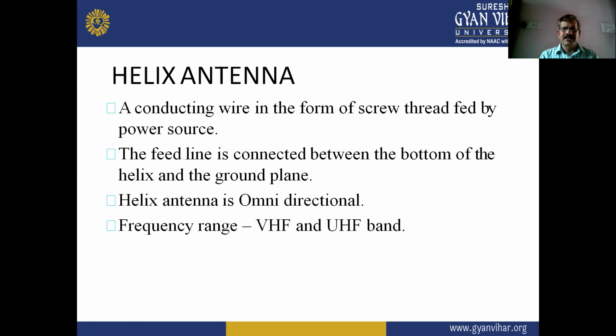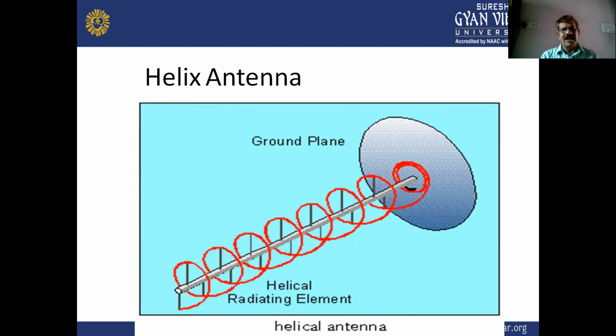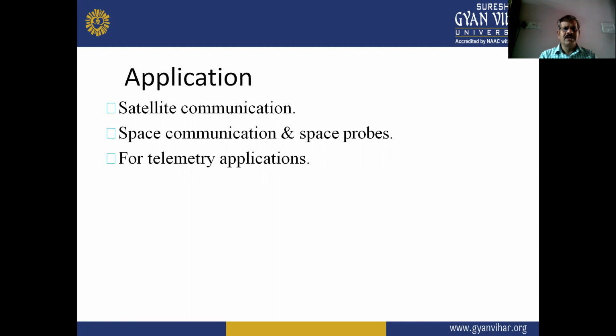Next antenna is the helix antenna. It is a conducting wire in the form of a screw thread fed by a power source. The feed line is connected between the bottom of the helix and the ground plane. So helix antenna is omnidirectional and has the frequency range VHF and UHF band. This is the shape of helix antenna, in which diagram there is a ground plane and helical radiating element. Application of helical antenna: it is used in satellite communication, space communication, and space probes for telemetry application also.